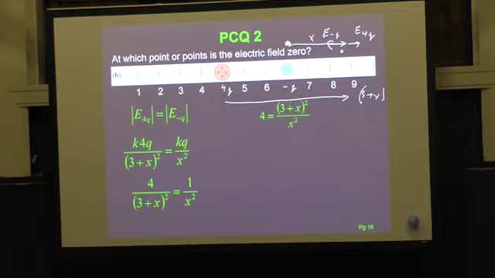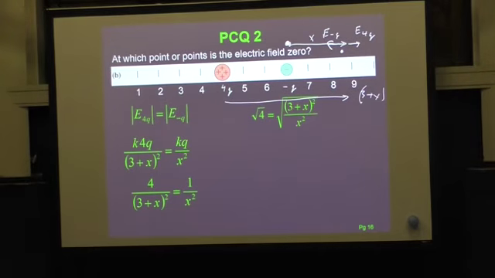Now one way to do this is to square the top and go through and make this into a quadratic equation. That's totally a great way to do it. A lot of people do it that way. Another way to do it is to take the square root of both sides. It's a little bit faster, and you come out with something like this. If you take the square root of both sides, the square root of 4 is 2, and over here this will be the square root of 3 plus x over x.